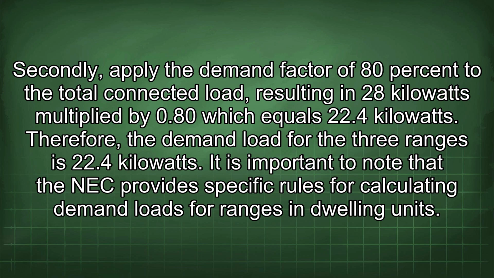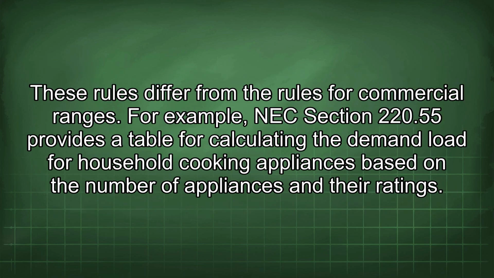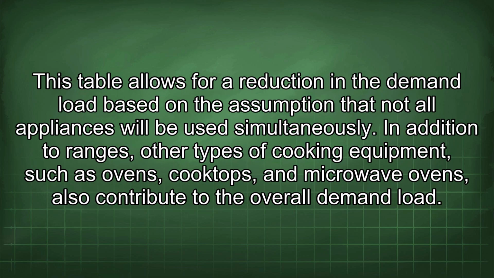It is important to note that the NEC provides specific rules for calculating demand loads for ranges in dwelling units. These rules differ from the rules for commercial ranges. For example, NEC Section 220.55 provides a table for calculating the demand load for household cooking appliances based on the number of appliances and their ratings. This table allows for a reduction in the demand load based on the assumption that not all appliances will be used simultaneously.